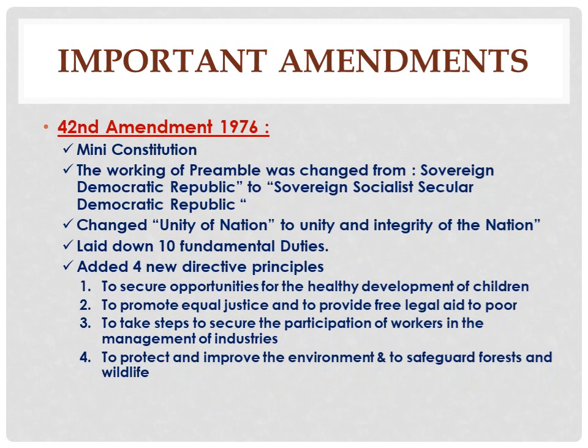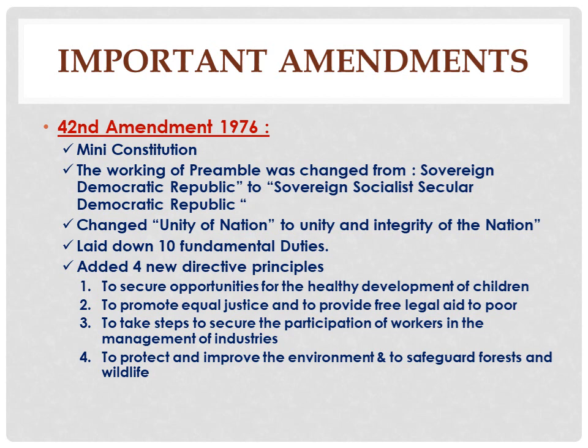42nd Amendment, 1976. It is also called the Mini Constitution. The wording of the preamble was changed from Sovereign Democratic Republic to Sovereign Socialist Secular Democratic Republic. It changed unity of nation to unity and integrity of nation. As per this amendment, 10 fundamental duties were laid down. And there are 4 new directive principles added.